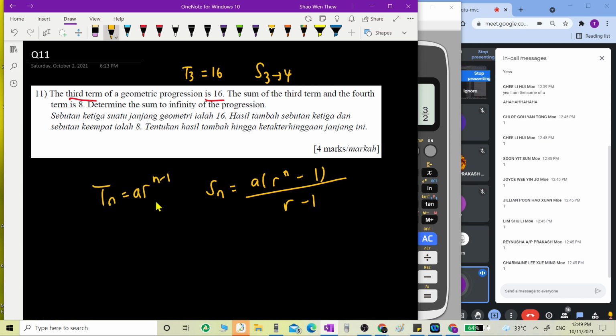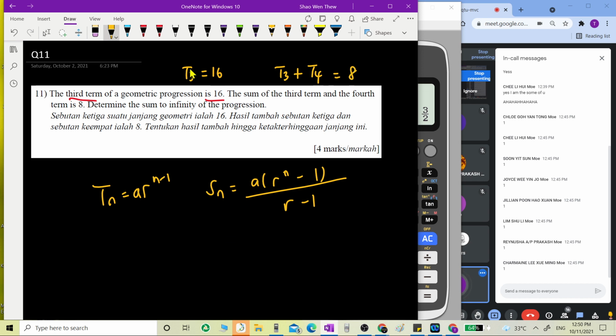Saya ada bagi tahu, by right you observe yourself. You need to know Tn is simpler than Sn. So why not we try to use T instead of S? Who says when the word sum appears, then we need to use S? Not necessary. We can avoid this one. So this one is sum of the third term and the fourth term. Means I won't write like this. I will write T3 plus T4 lah. Sum means plus. This one plus this one is equal to 8.